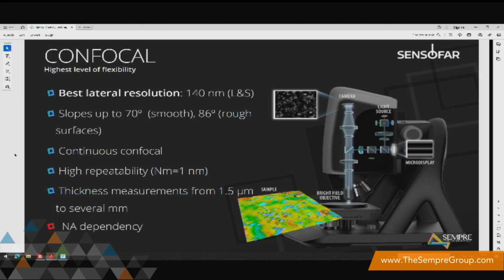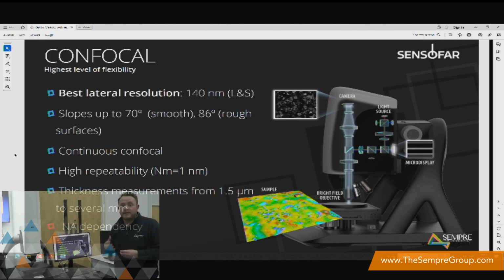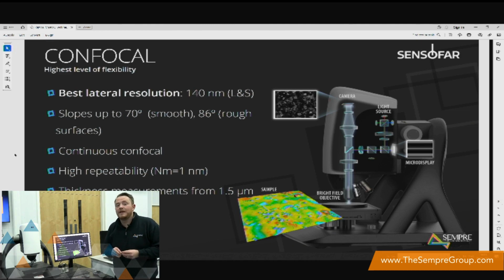Confocal has the best lateral resolution, as I touched on, and we're able to measure to 140 nanometers in our X and Y planes. That is dependent on the objective that you use. The one downside to confocal is that we're dependent on the numerical aperture of the objective, which will dictate the resolution. A higher resolution objective takes a smaller field of view, but we'll get a better lateral resolution. So it's a balance between how much data you need versus the accuracy.